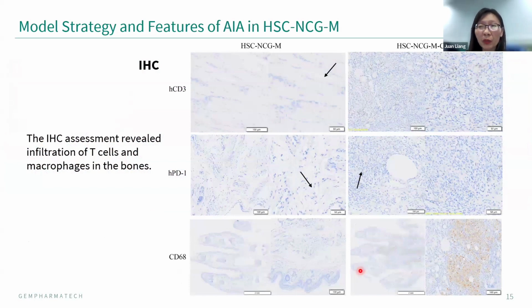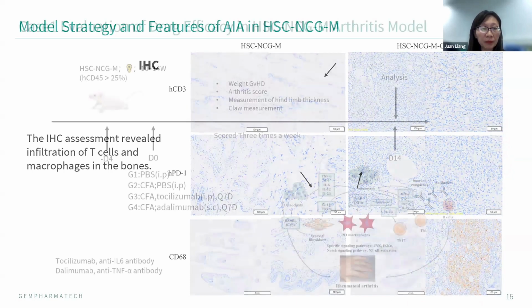We were also very curious about the immune cell population which has been activated in our model. So we performed the IHC study. In the modeling group, we could find an increased level of the CD3 positive marker and also PD1 positive marker, as well as the CD68 positive marker. That indicates the increased infiltration of T cells and also macrophages in this arthritis model.